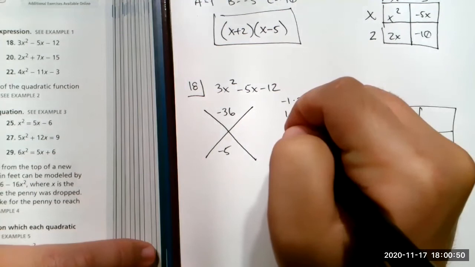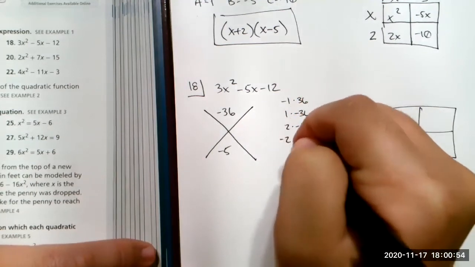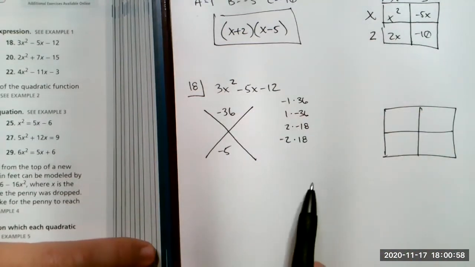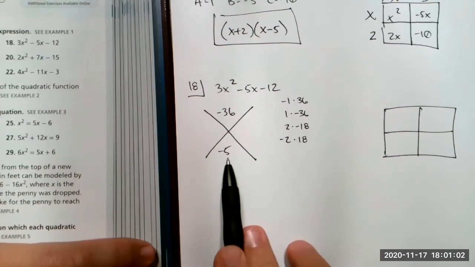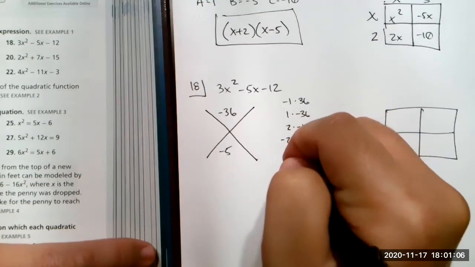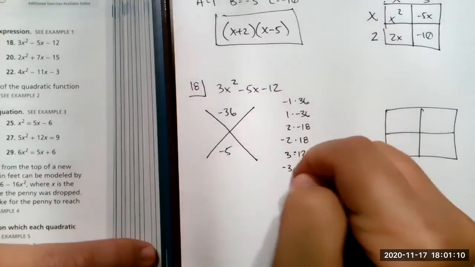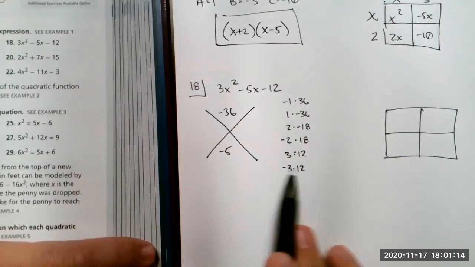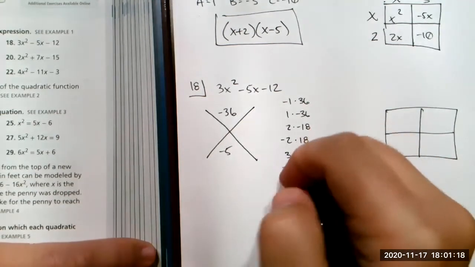2 times what, 18? And -2 times 18. So 2 times -18 or -2 times 18, that's -36. But again, if I add those together, there's no way it's going to get to -5. 3 and 12. So I should say 3 and -12, and then -3 and 12. They multiply to -36, but they're not going to add to -5. So 4 and 9.